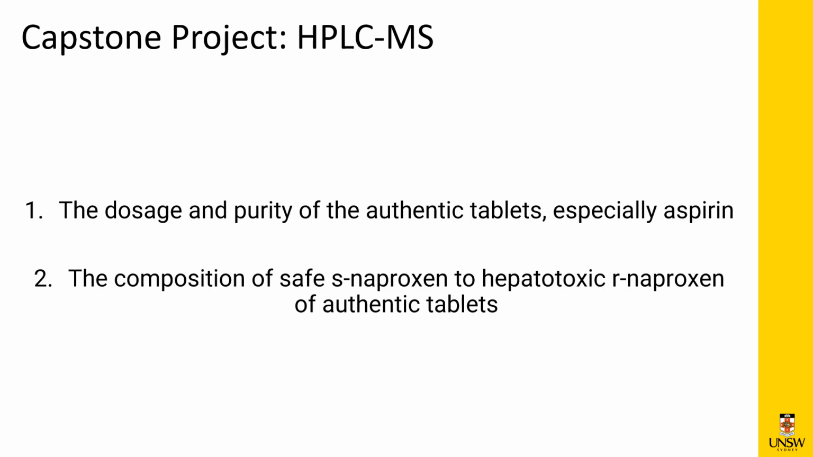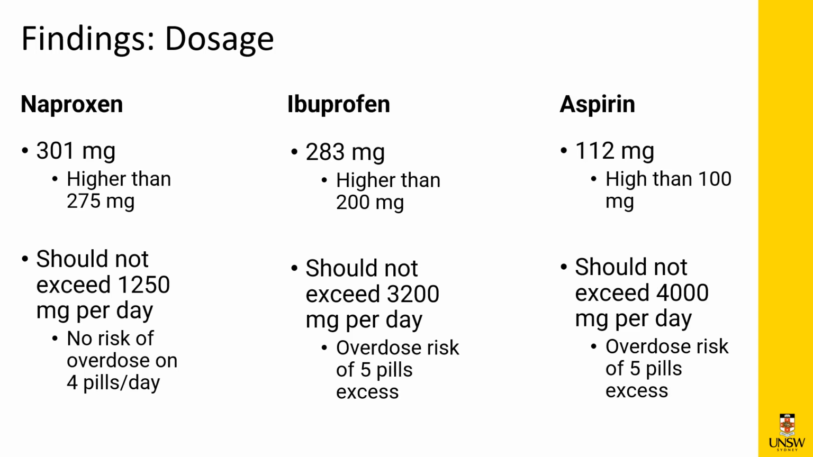To summarize what was investigated by the HPLC-MS, we have the purity of authentic tablets when measured against an internal standard of varying concentrations, and the composition of safe naproxen to hepatotoxic R-naproxen in the authentic tablets. Briefly, the dosage of all pills was found to be higher than intended. The naproxen was found to be safe despite having a higher dosage, whereas both ibuprofen and aspirin have an overdose risk of about 5 pills in excess, with ibuprofen 1.4 times and aspirin 1.1 times higher than intended.